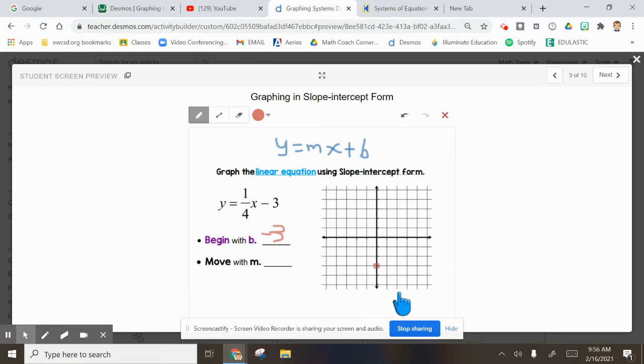And my b is going to go right there. -3 on the y-axis. Then from there, I'll use a different color. I'm going to go up 1 over 4. Remember, your over is always to the right. You always run to the right. Up 1 from the y-intercept, up 1 over 4.